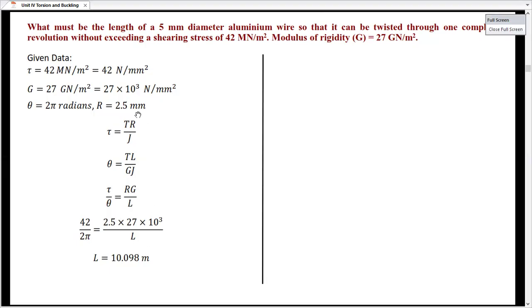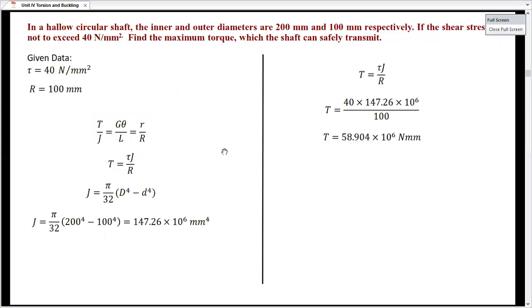So if you consider the radius of 2.5 mm, and for that complete revolution of 2 pi radian, we require a length of 10.09 mm for that particular shear stress and modulus of rigidity. Okay, that is the value. Now the next part is, suppose we have a value of shear stress, and the question is to determine the torque for that particular shear stress. How can we determine torque?